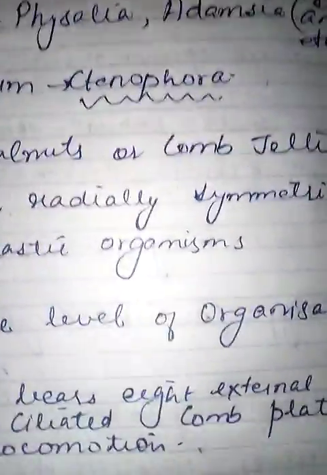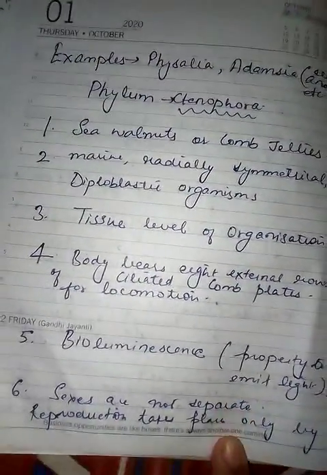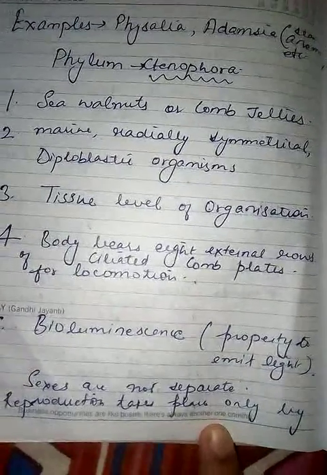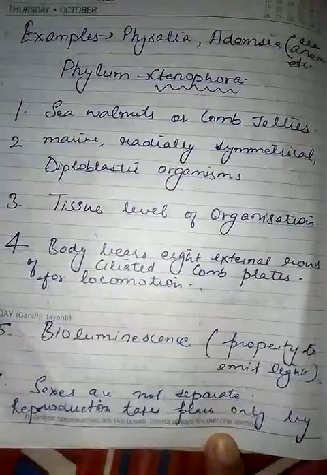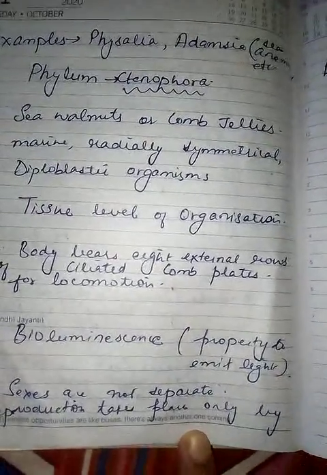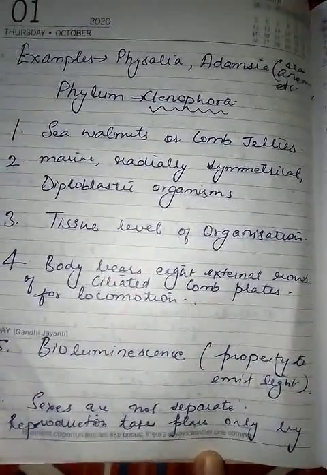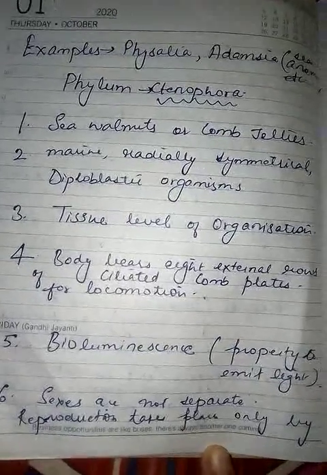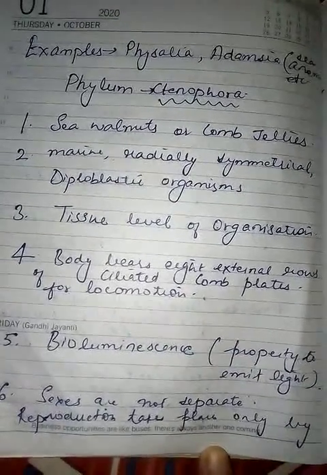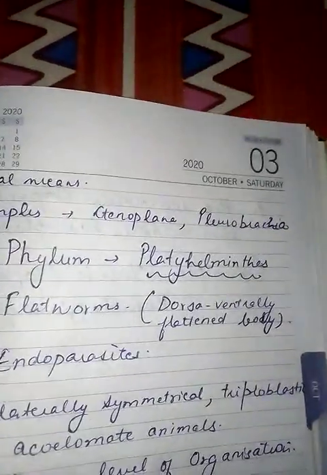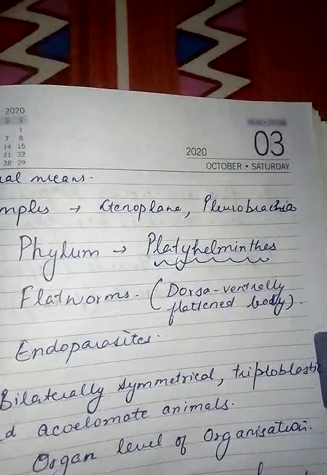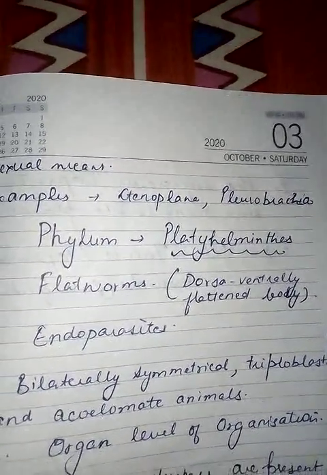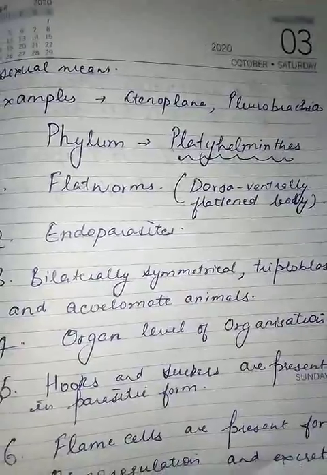Then comes bioluminescence. This is a property of Ctenophores. What is bioluminescence? Bioluminescence means the property of the body to emit light. Then sexes are not separate. Reproduction takes place only by sexual means. What are the examples? Ctenoplana and Pleurobrachia.